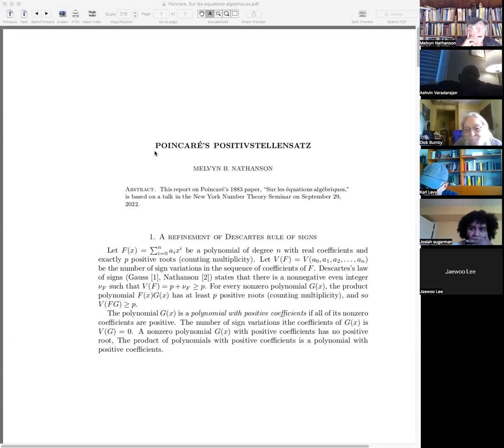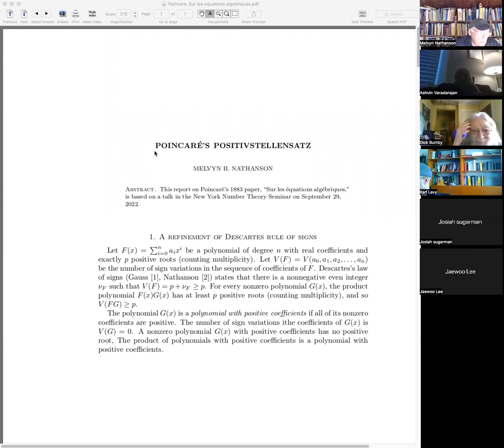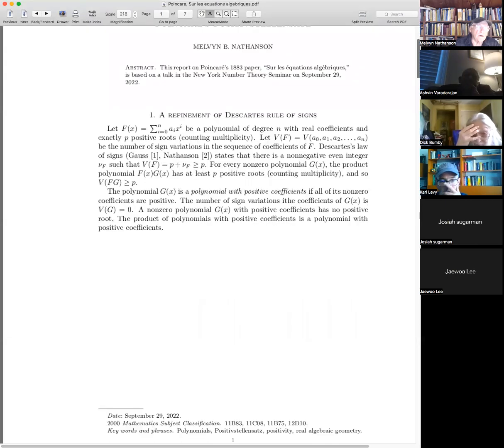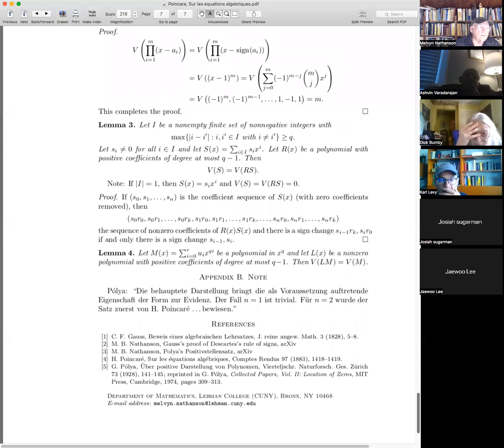So last week we talked about a so-called Positivstellensatz, which had to do with forms, homogeneous polynomials in n variables that were positive for positive or non-negative values of the variables. And at the end of his paper, Poincare writes something like this.